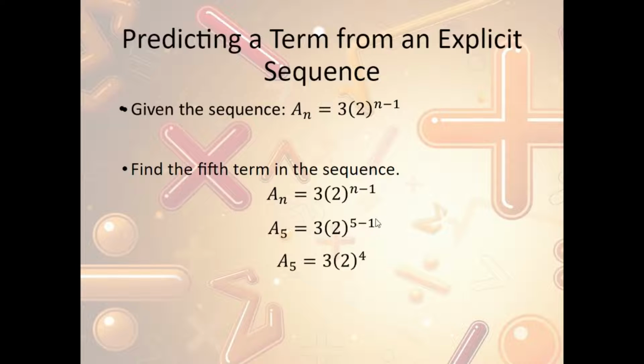Well, we know that 5 minus 1 is 4. So we have 3 times 2 to the 4th power. Well, 2 to the 4th power is 16. Then we multiply that by 3 and we get 48 is our answer.